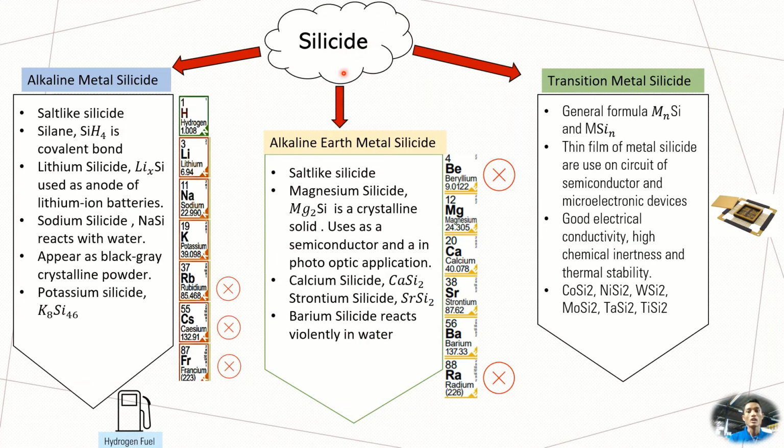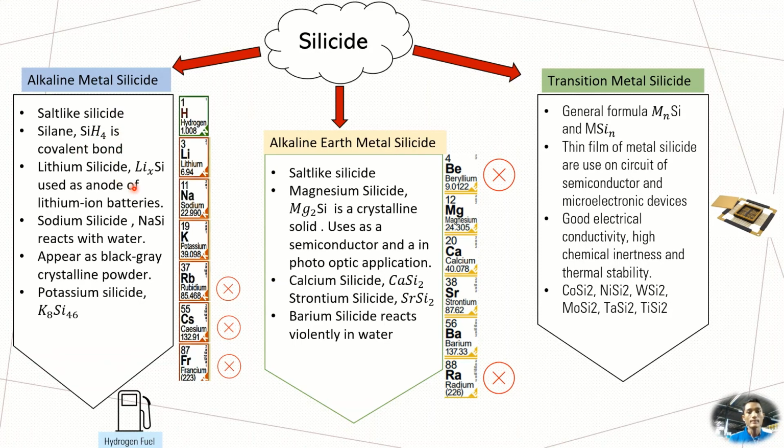Silicide is a binary compound of silicon with an element that is more electropositive than silicon. There are 3 types of silicide. First is alkali metal silicide, second is alkaline earth metal silicide, and third is transition metal silicide. For alkali metal silicide, they are salt-like silicide due to ionic bond, but silane is a covalent bond.